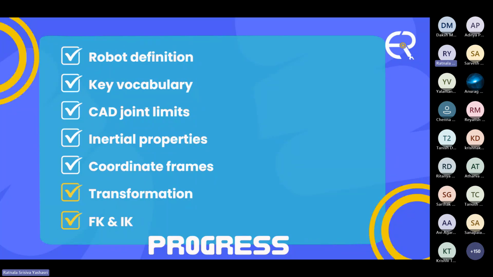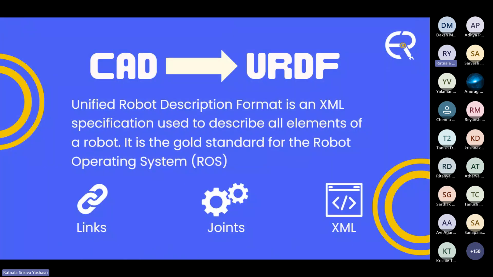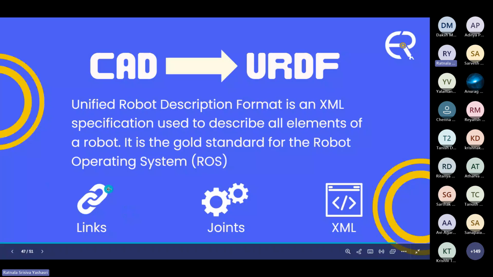Okay then, now the last part. We've built our arm in Fusion 360, the joints are set, the materials are assigned, and inertial properties are also computed. But now what? How does this robot become a robot that you can run on your simulation software?